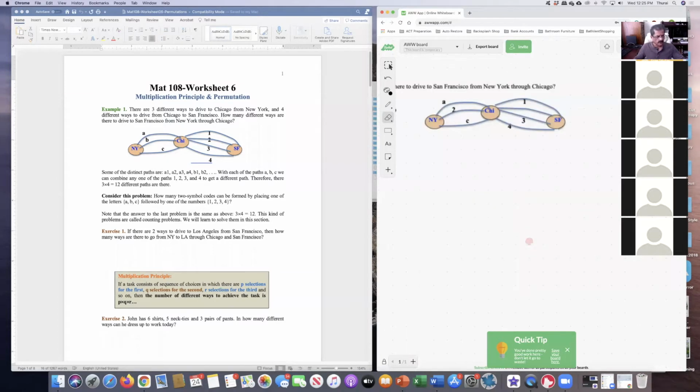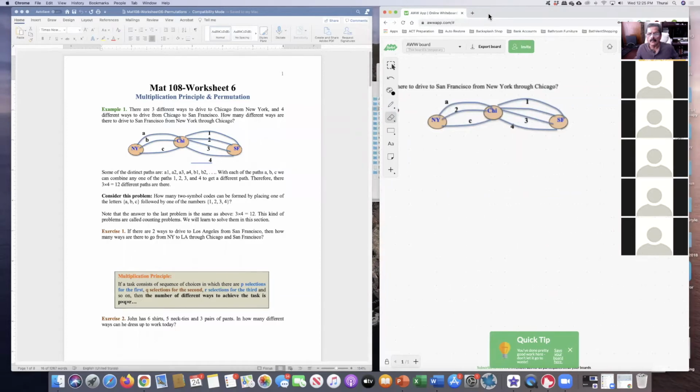Okay. So there are 3 ways. I label these as A, B, C and these as 1, 2, 3, 4. So these first 3 are 3 ways to go from New York to Chicago. And then there are 4 ways to go from Chicago to San Francisco.